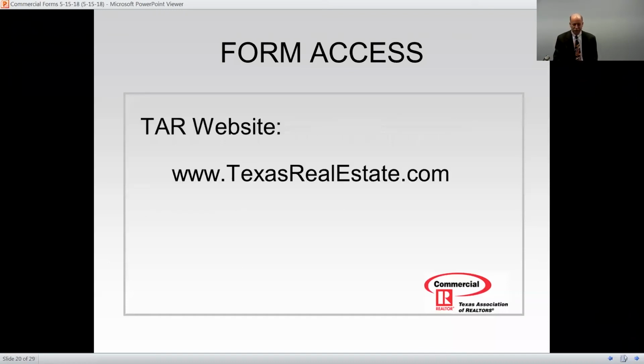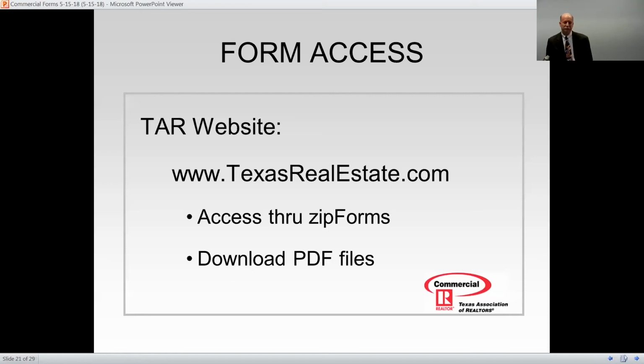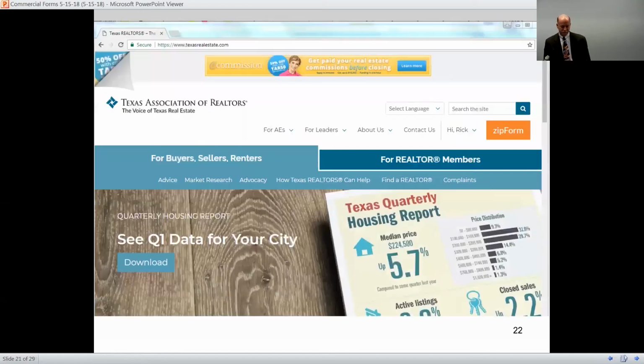If you go to the TAR website, which is TexasRealestate.com, it used to be TexasRealtors.com. It still works. It points you to TexasRealestate.com. It's 2 letters less to type, so I still type it. You can get access through the TAR website. You can get to the forms through zip forms, or you can download them as PDF files.